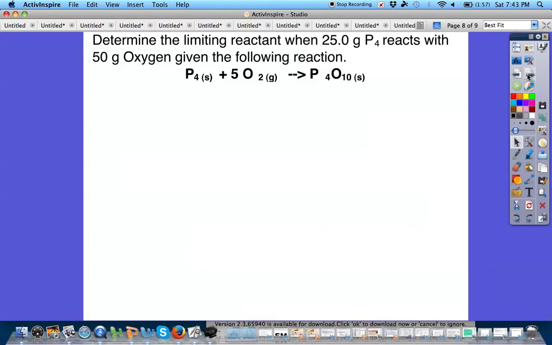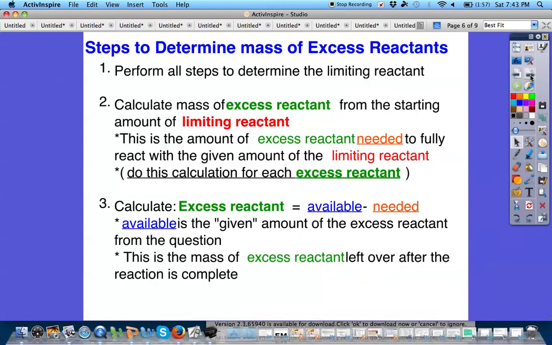So, the first thing that we need to do is perform all the steps to determine the limiting reactant. This is nothing new from lesson 7.4 when we discussed determining limiting reactants. You're going to do the exact same steps. Once you've determined the limiting reactant, you're going to calculate the mass of the excess reactant from the starting mass of the limiting reactant. This is going to be the amount of excess reactant that is needed to fully react with the given amount of the limiting reactant.